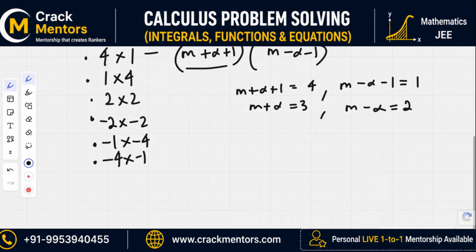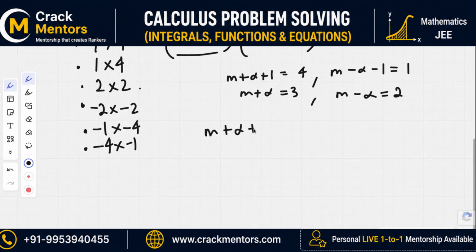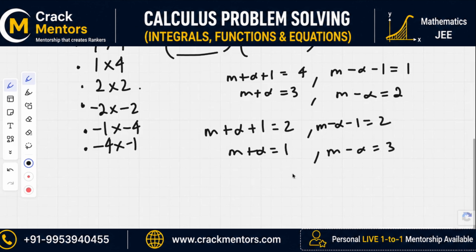2, 2. Okay, you're saying this one. m plus alpha plus 1 is 2. m minus alpha minus 1 is 2. So m plus alpha is 1, m minus alpha is 3. If you add them, you will have 2m, which is 4. So m is 2. Now, if my m is 2, then my alpha is minus 1. Any other one are you getting?